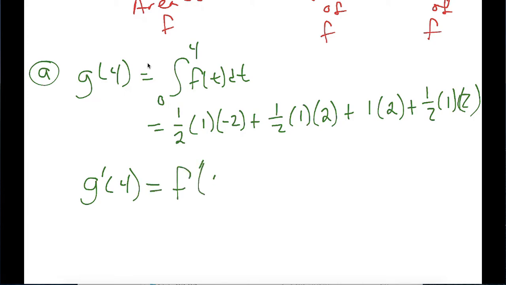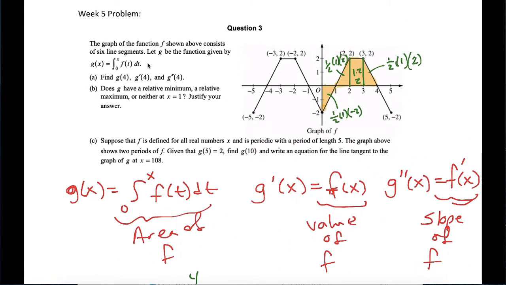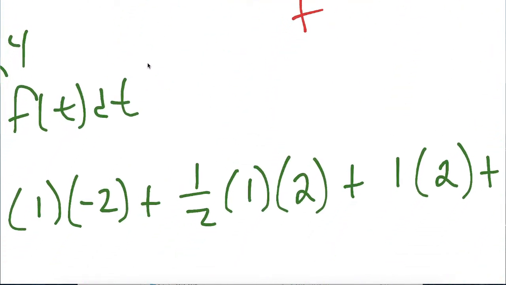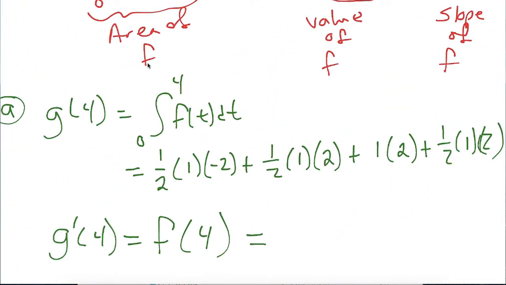Now, in the next part, g prime of 4 is equal to f of 4, right? That connection is an important piece. It's actually worth a point on the exam. So that happens to be just the value at 4, which is right there. F of 4 is equal to 0. So the answer to this is just 0.